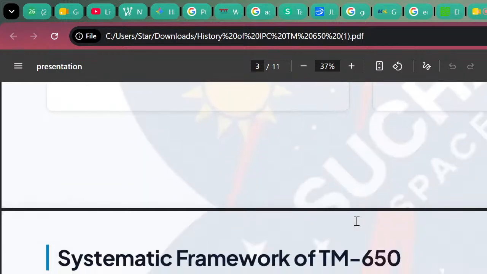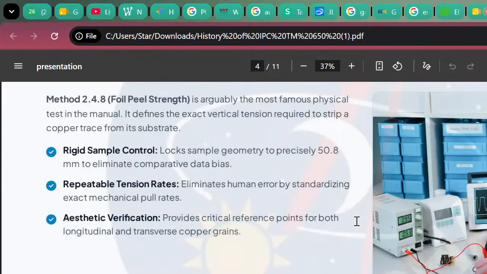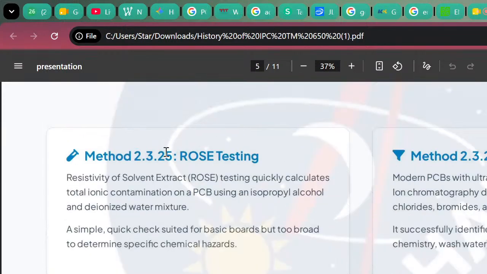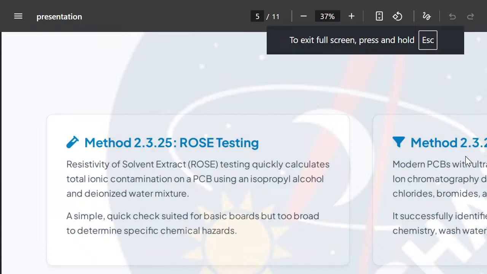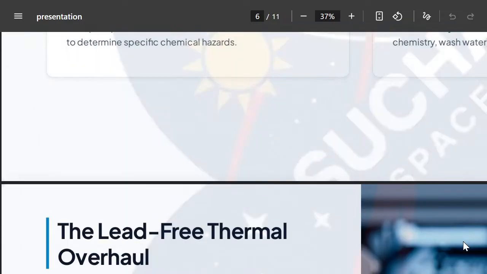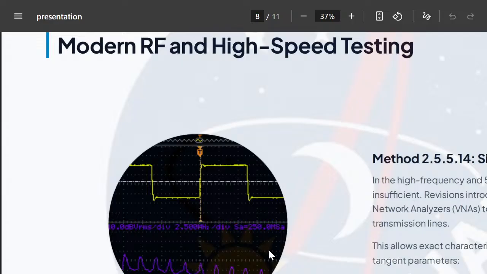Once IPC TM-650 and other IPC specifications like IPC-4550 came into the picture, people standardized. The quality control mechanisms for a PCB got standardized. So now everyone is following the same methods, same tests: rose test, tape test, like this. There are many tests, not just one or two. I'm just telling you two examples out of so many. This is the rose test, which is mentioned as method 2.3.25 in the IPC TM-650 specification. And there is one more method called ion chromatography, method 2.3.28. So the tests became standardized, and by this the signal integrity has increased.